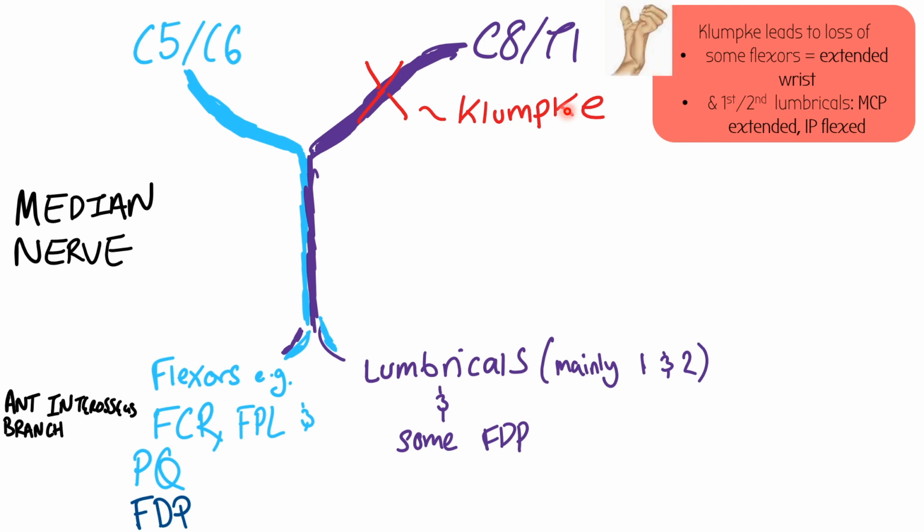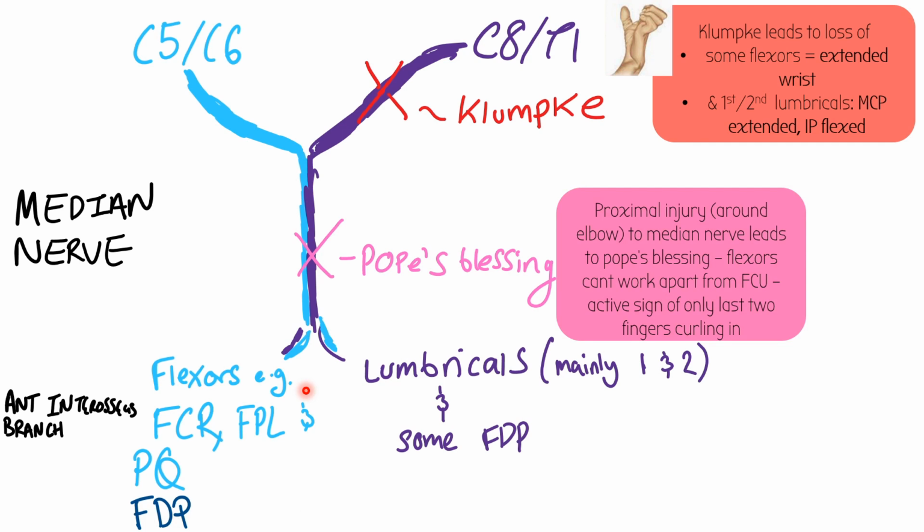So this causes Klumpke's palsy here, because the major contribution of C8, T1 to the median nerve is to the lumbricals. Post-blessing occurs further down, closer to the elbow and wrist side, not towards the neck, and it will therefore affect the flexors much more. Post-blessing is called a proximal injury; if it was exactly by the wrist, then it would be distal, but it's still a little bit high up. For example, by the elbow, this is a proximal injury. And what happens is your flexors are not able to work properly, apart from your flexor carpi ulnaris. So this is the only one that can work.